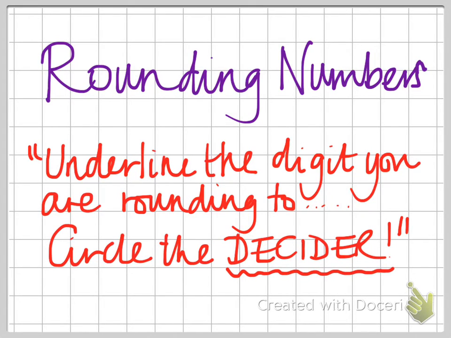This video is all about rounding numbers. If you follow the rule in red at the bottom, it works every time. Underline the digit you're rounding to and then circle the digit which is called the decider. It's the one to the right of the one that you're rounding.